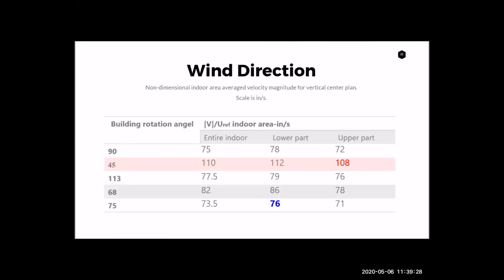In the interest of further comparison, this table demonstrates that 75° creates optimum velocity. This table diagrams that 113° and 68° have the same amount of magnitude in the habitable or sitting portion of the room. Overall, it can be deduced that non-dimensional indoor average velocity, especially for the sitting area, shows only a small difference.